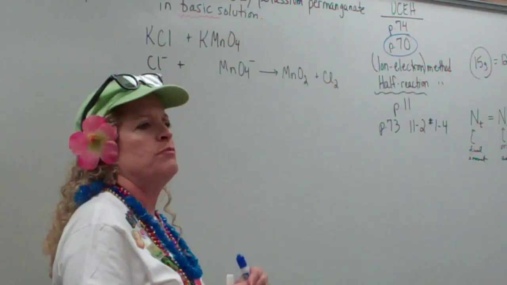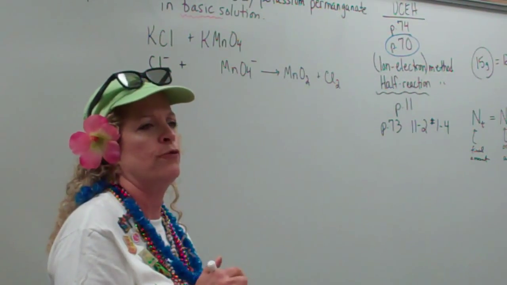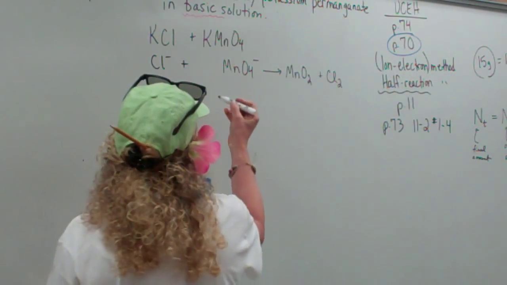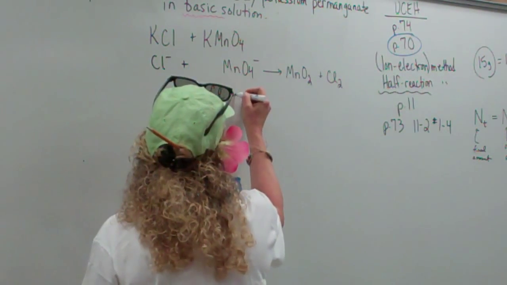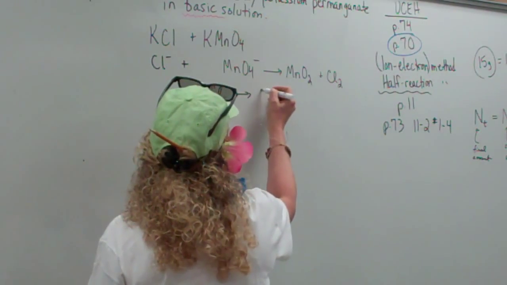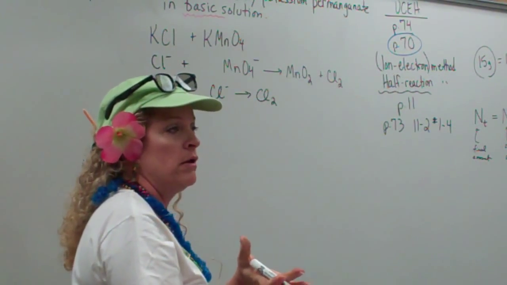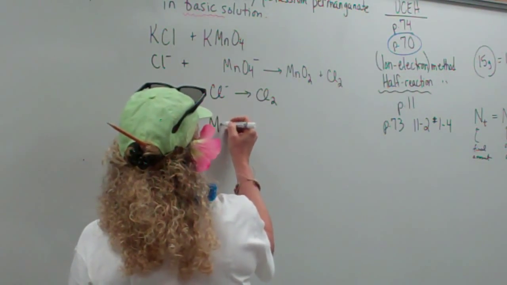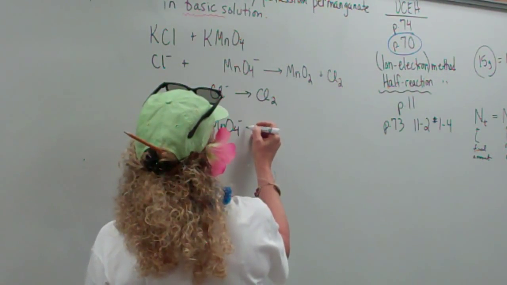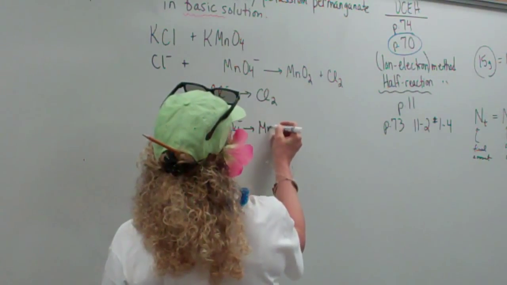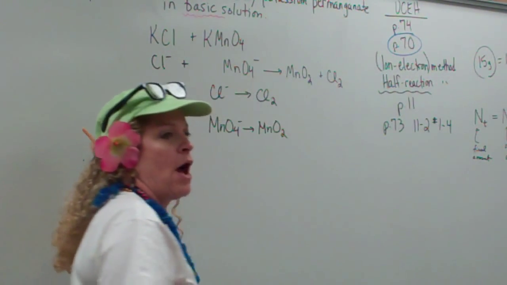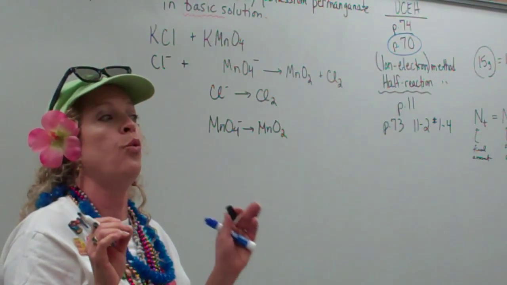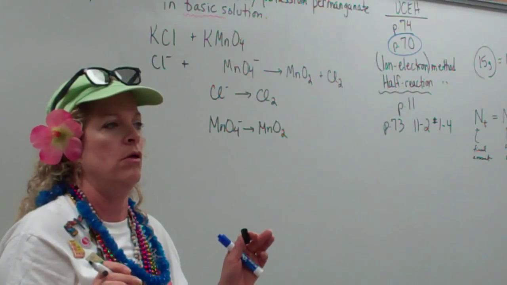So, give me two chemicals that'll be in the first half reaction. I don't care which one we write first. Cl minus. Okay? And then, Sean, what should I put over here? Cl2. Good. Everybody agree? Great. And how about the next one? MnO4 minus and MnO2. Good.